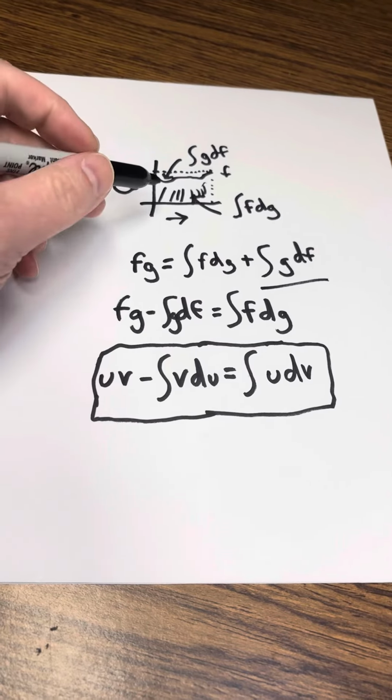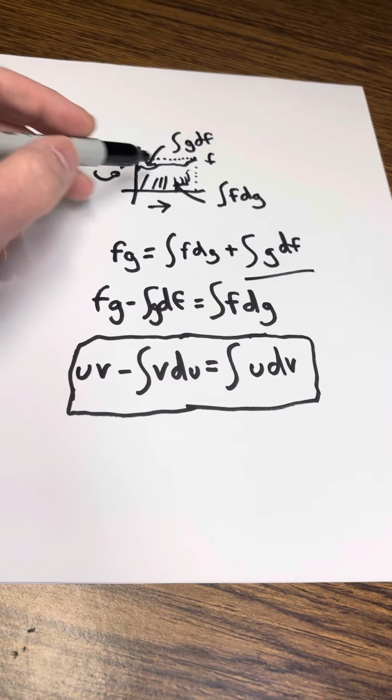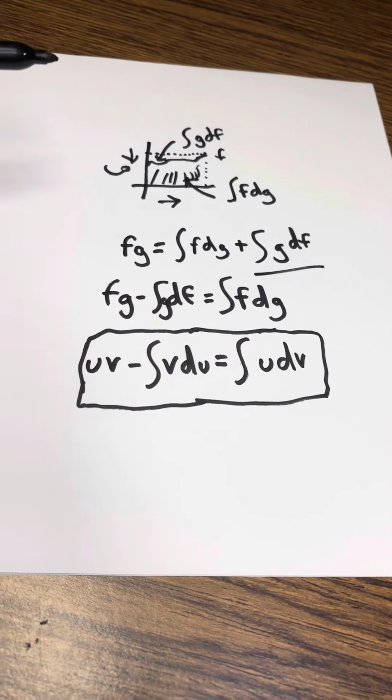But that's really what you're doing, is you're just integrating a little bit extra on top of that function to make it a whole area, and then subtracting out the integral you don't want.